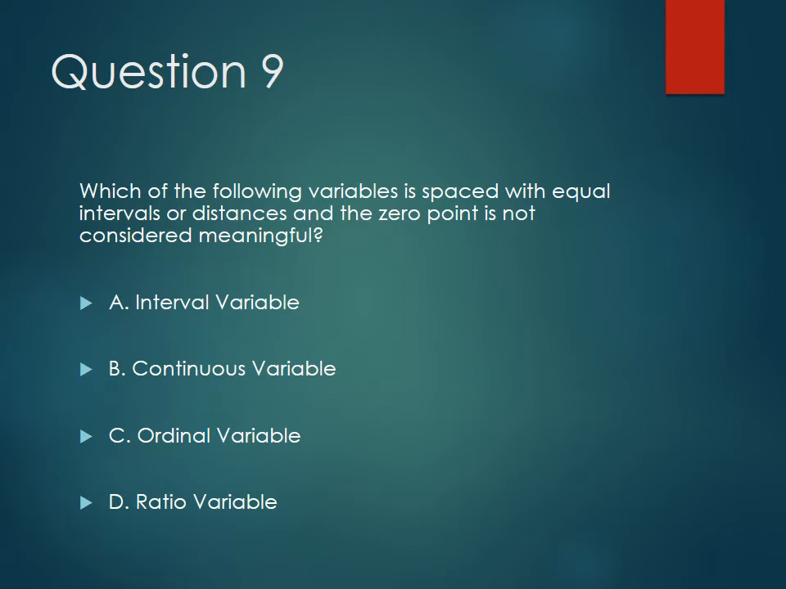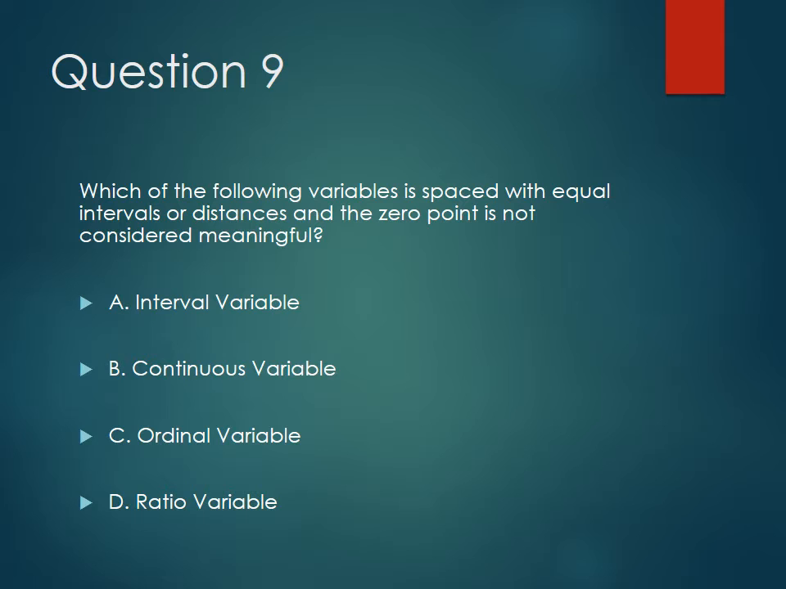All right, which of the following variables is spaced with equal intervals or distances and the 0 point is not considered meaningful? So is it an ordinal variable? No, right? Because what would be an ordinal variable? Ranking. Yeah, it's just a ranking of things. There's no implied relationship between the distances between different ranks, right?